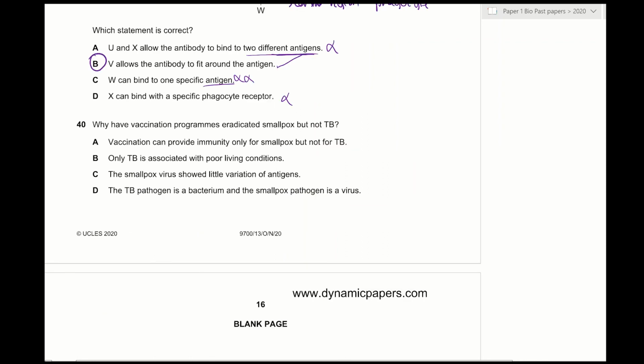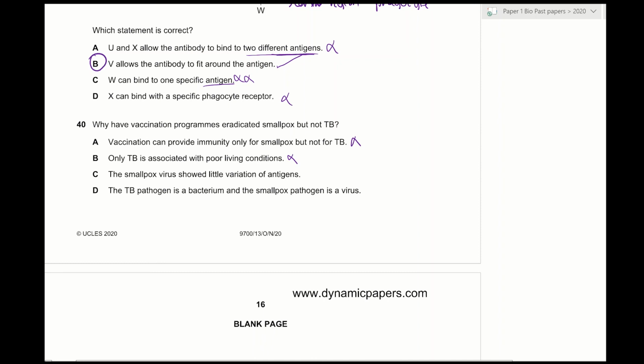Question number 40. Why have vaccination programs eradicated smallpox but not tuberculosis? A. Vaccination can provide immunity only for smallpox but not tuberculosis. This is incorrect. Vaccination can actually provide immunity for both if done correctly. B. Only tuberculosis is associated with poor living conditions. This is incorrect.